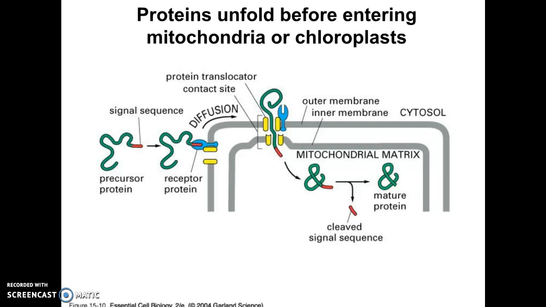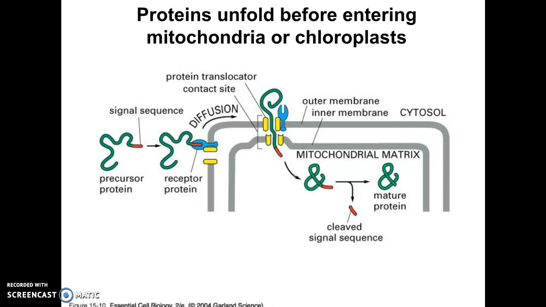Then after it's linearized, the translocation channel, the receptor, and the cargo are going to diffuse laterally until they find another translocation channel on the inner membrane. And once the outer and inner membrane channels find each other, then the protein can be moved into the mitochondria. It refolds back into its globular conformation, and then the signal sequence is cleaved.